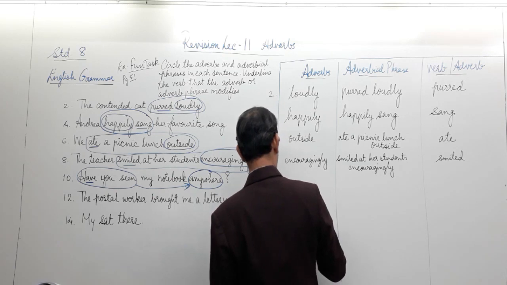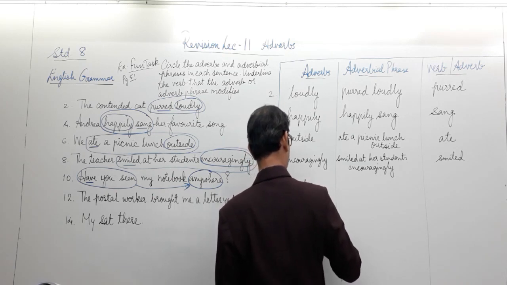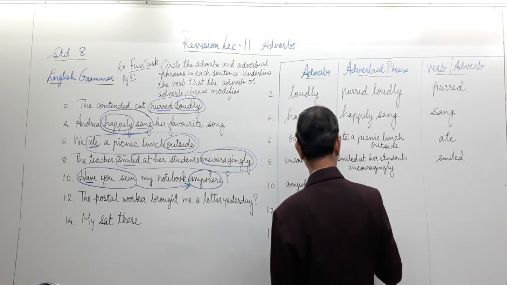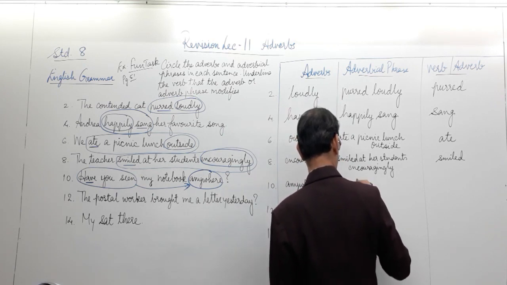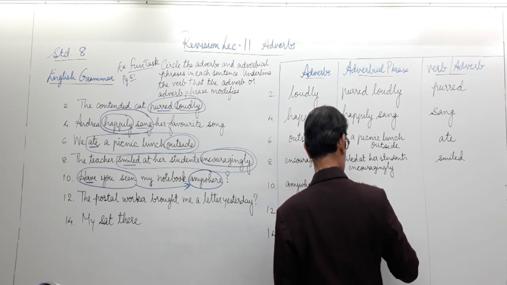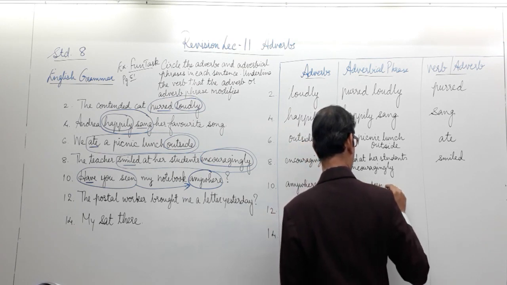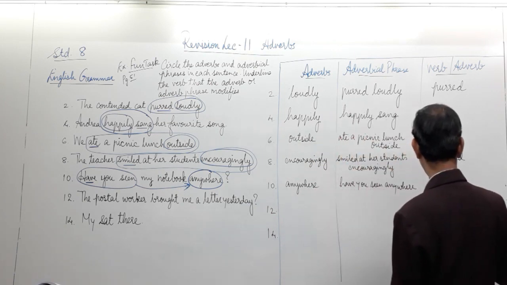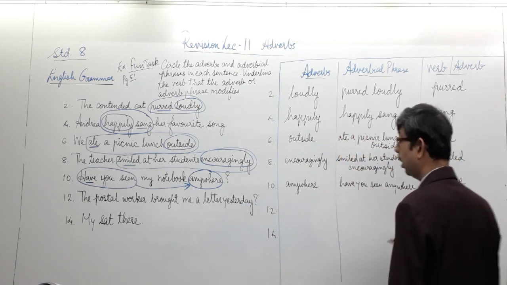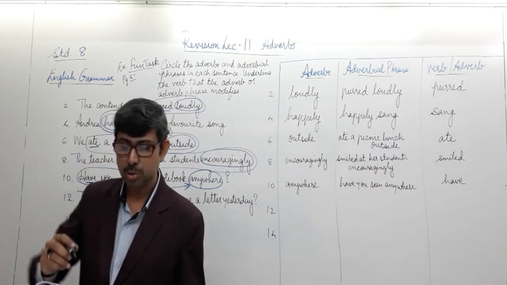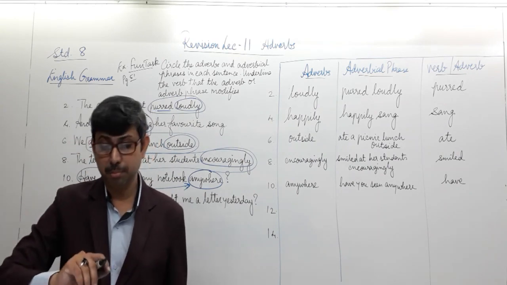We have the word anywhere, which is the adverb. Have you seen anywhere, and the word anywhere as the adverbial phrase. And finally we have the word have, which it is modifying. Anywhere, have you seen? So have is the verb that it is modifying.